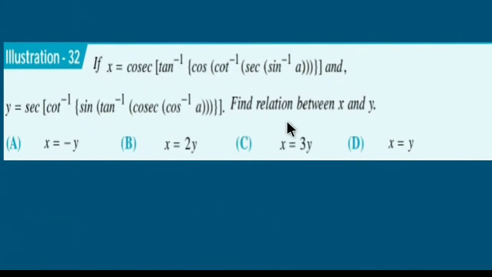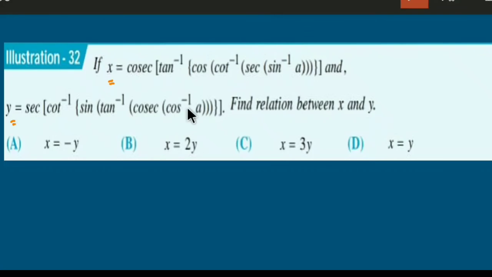Let's take another question. x equals cosec of tan inverse cos of cot inverse sec of sin inverse A, and y equals sec of cot inverse sin of tan inverse cosec of cosec inverse A. Find the relation between x and y. What is the relation between x and y? Let's see. One by one you have to solve x and y, and then later on we will get the relation.